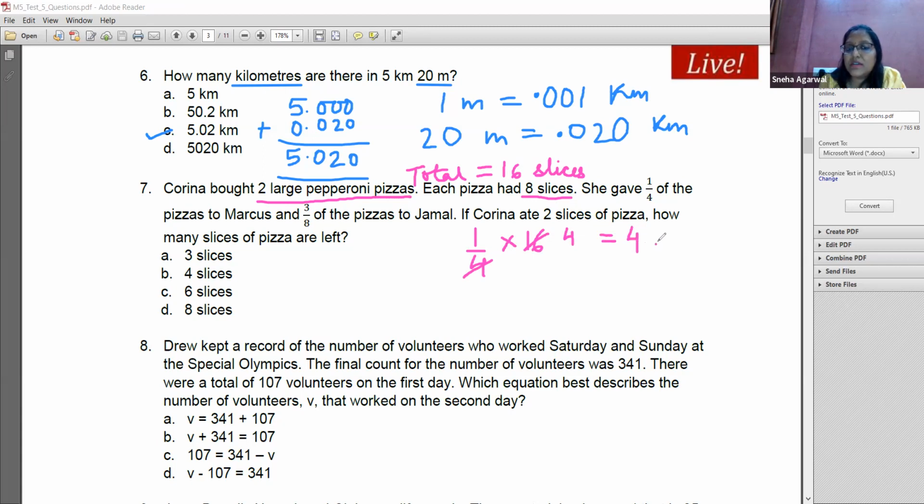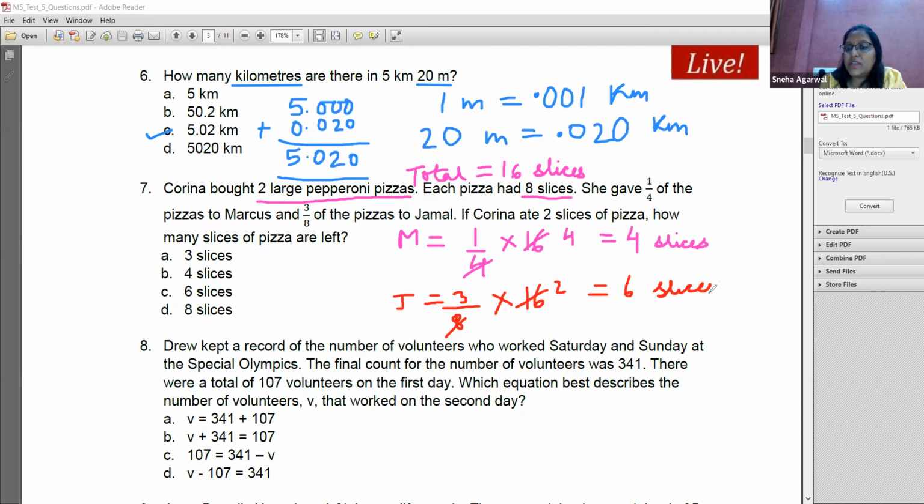Okay. Next, 3/8 of the pizzas to Jamal. So how many slices is Jamal getting? Again 3/8 of the pizzas. So again, this means you are going to calculate 3/8 of 16, right? Because there are a total of 16 slices. So find out how many slices Jamal is having. So 3/8 of 16. Now again, 8 times 2 makes 16 over here. So this will be 2, and 3 into 2 will be 6. So Jamal is having 6 slices with him, right?